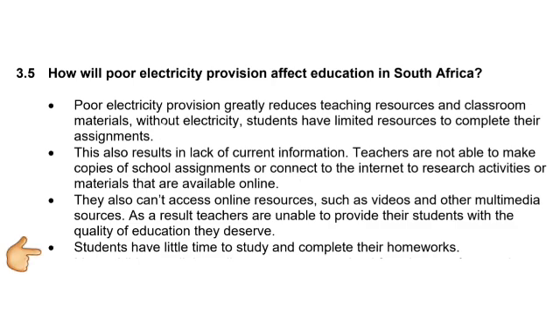And then lastly, students have little time to study and complete their homework. Why? Because you are running for the lighting outside. If the lighting outside is off and there's electricity from 6 to 8, it means from those hours you cannot be doing your homework. You will notice that 3.4 and 3.5 were those questions that were out of 8 marks.